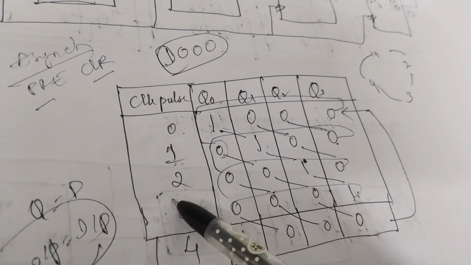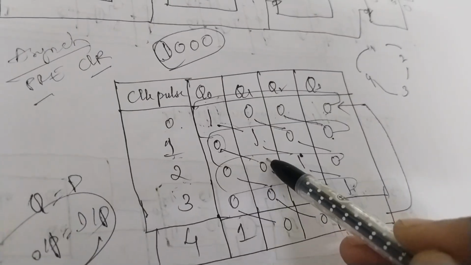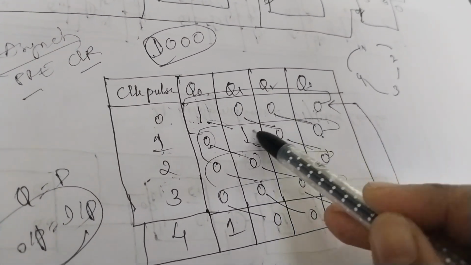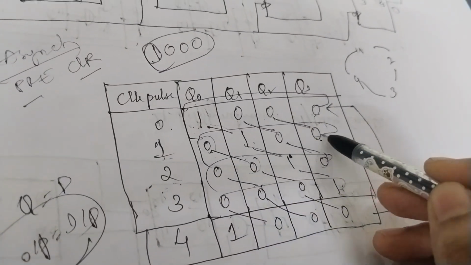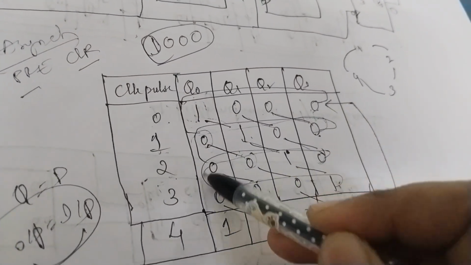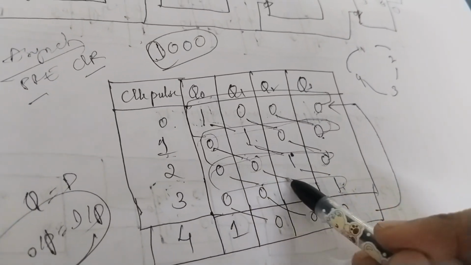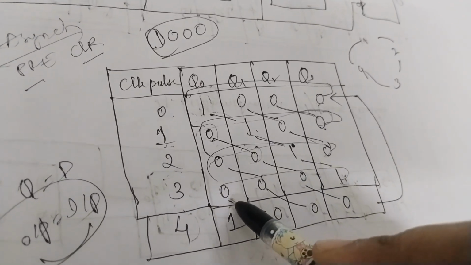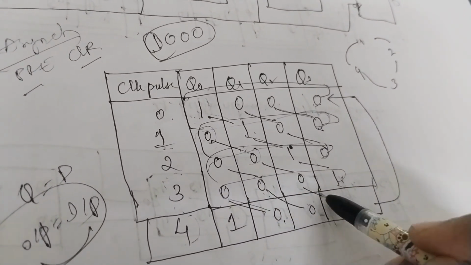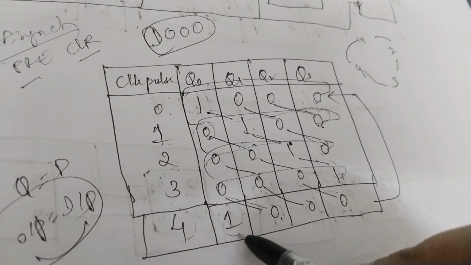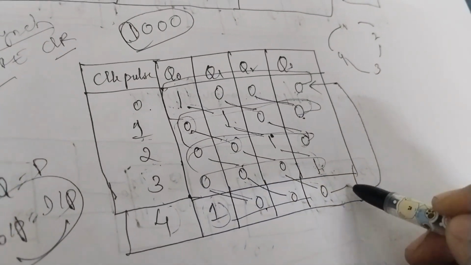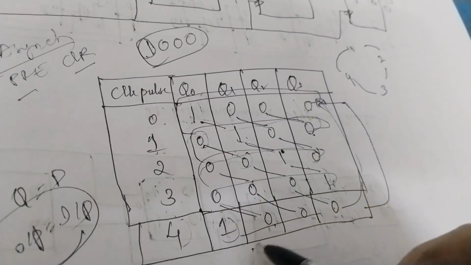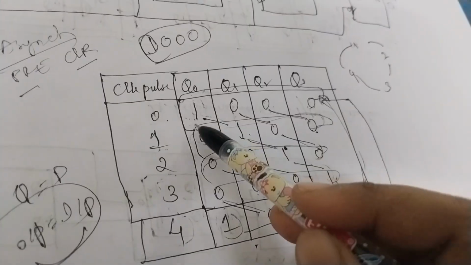When the second clock pulse is applied, the 1 is shifted to the next flip-flop, therefore Q2 becomes 1, and this 0 occupies the first flip-flop. That's why I have drawn it in a circular manner. When the third clock pulse is applied, the 1 shifts again, and a 0 occupies the first flip-flop. When the fourth clock pulse is applied, the 1 shifts to the last flip-flop, and then it comes back to the first flip-flop. Now look here: this 1000 is the actual data from which we started, so this is the one we have reached.